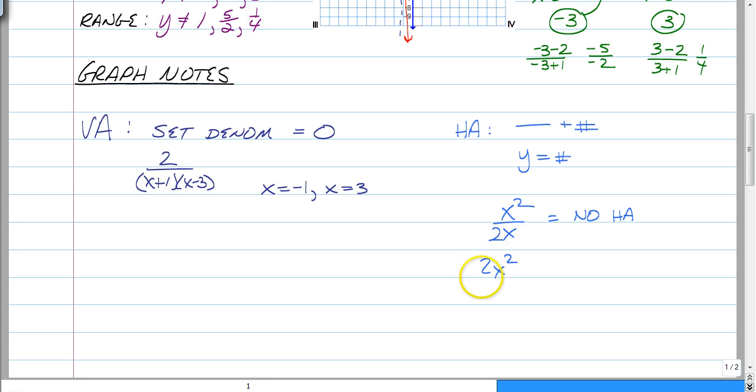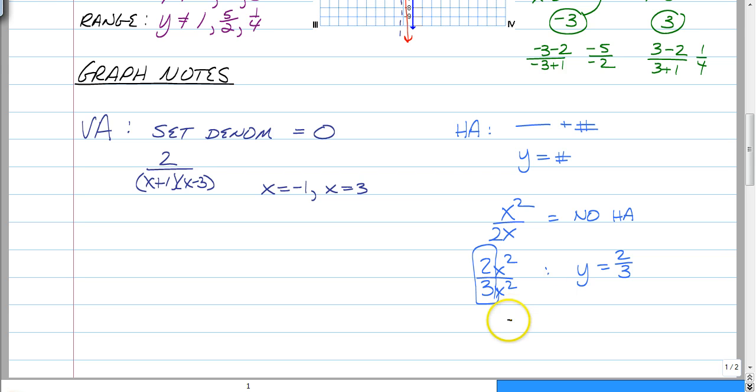If we have the same number of x's on top and bottom, so if we have 2x squared on top and 2x squared on the bottom, the horizontal asymptote is the ratio of the leading coefficients. So y is equal to 2/3.